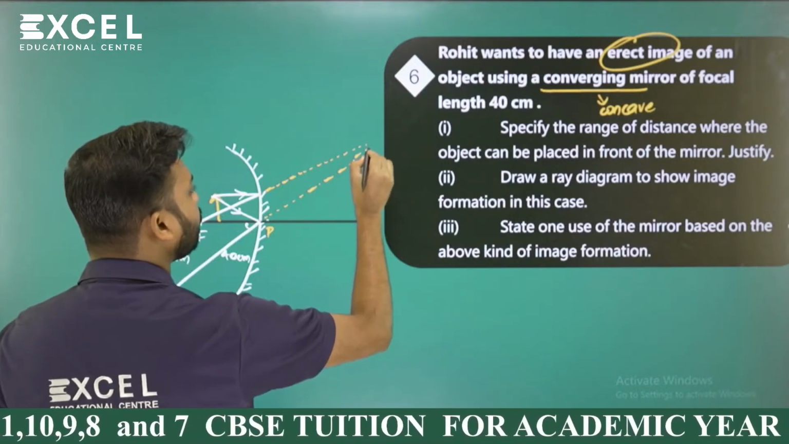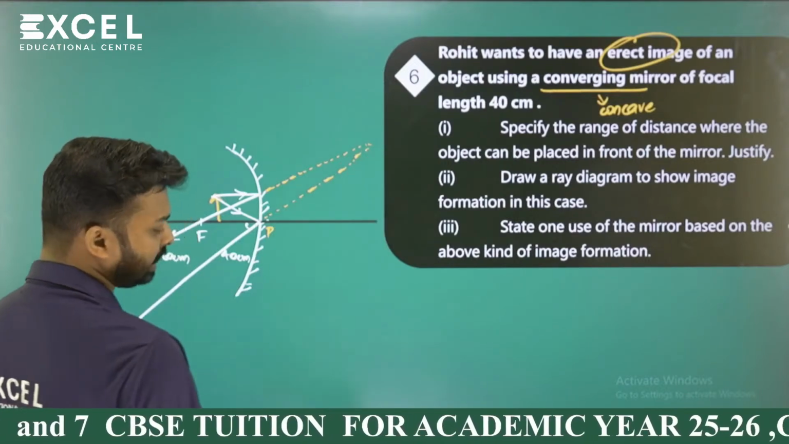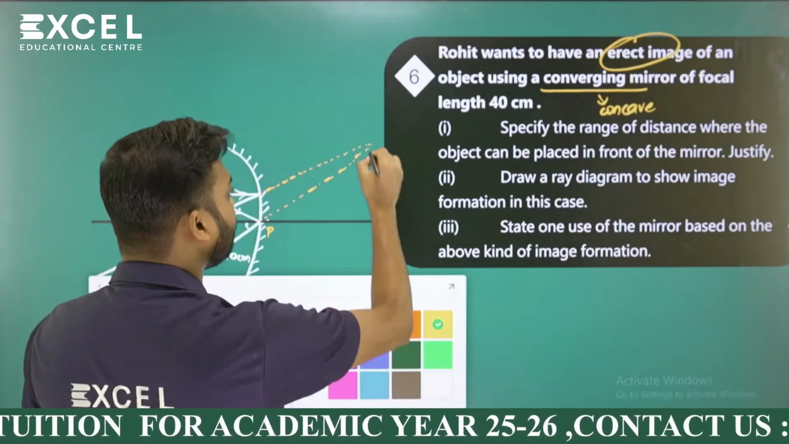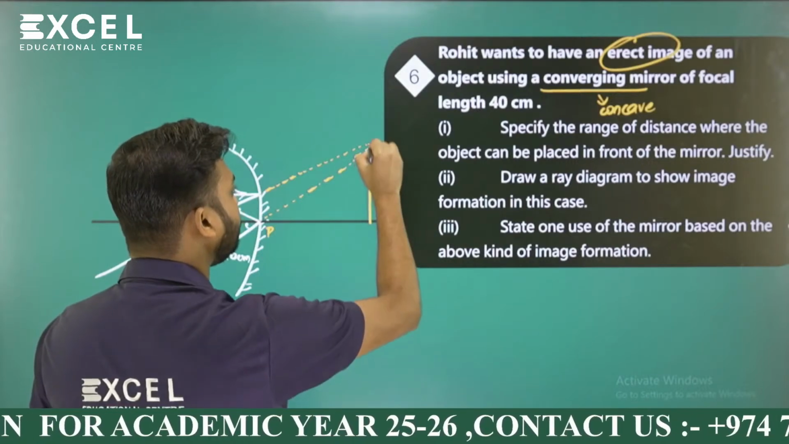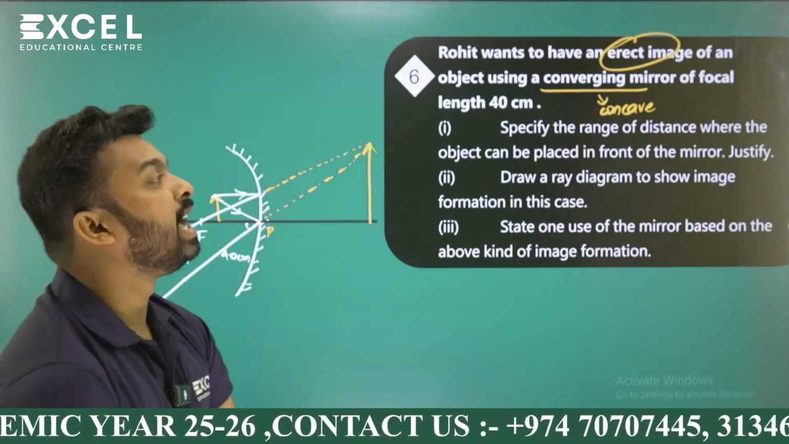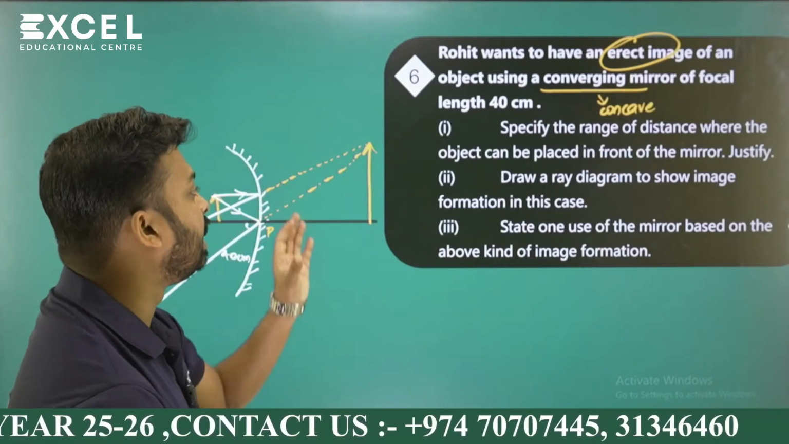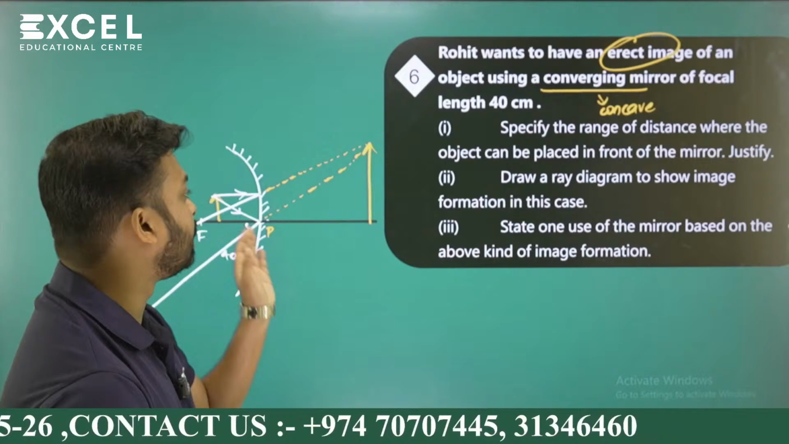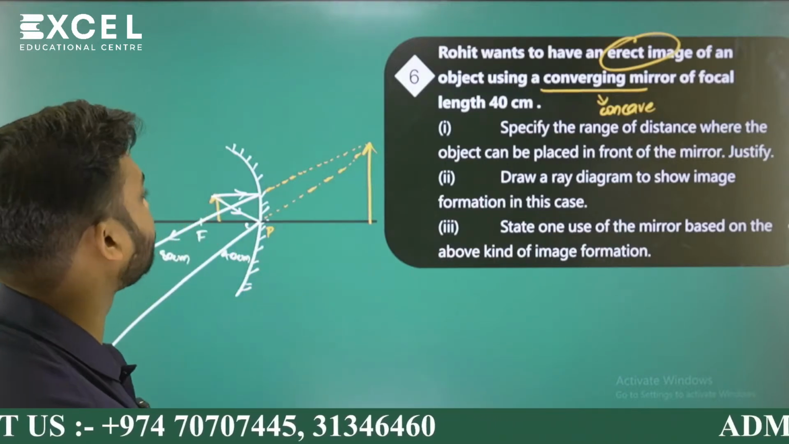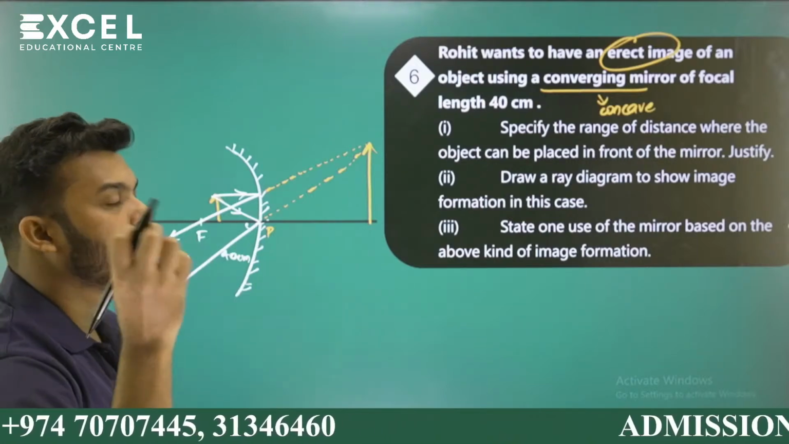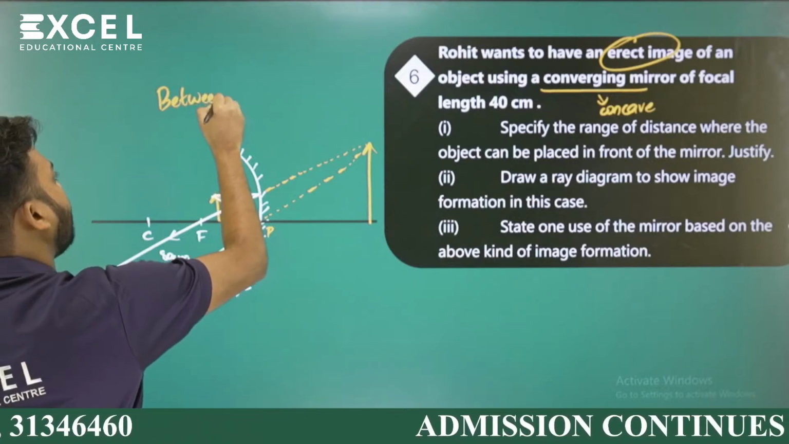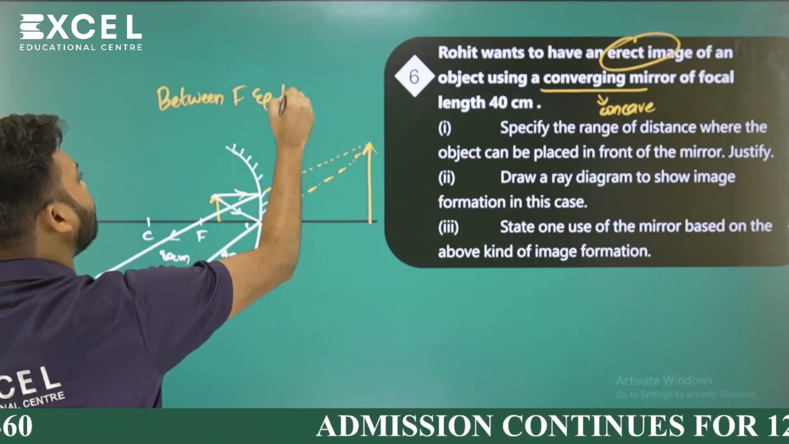And later I have got an image which is here, behind the mirror. I'm getting an image on this side, behind the mirror. I'll be getting an erect and a virtual image, which will be behind the mirror. So this is the image formation of an object which is placed between F and P.